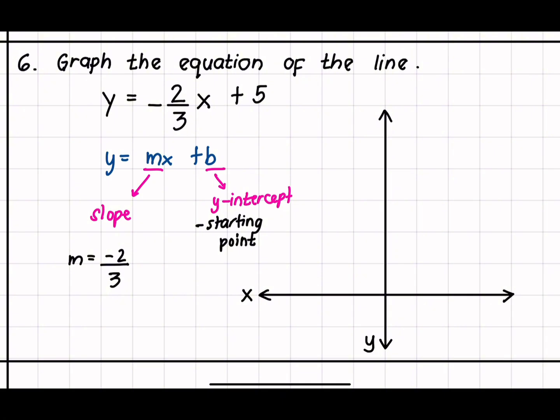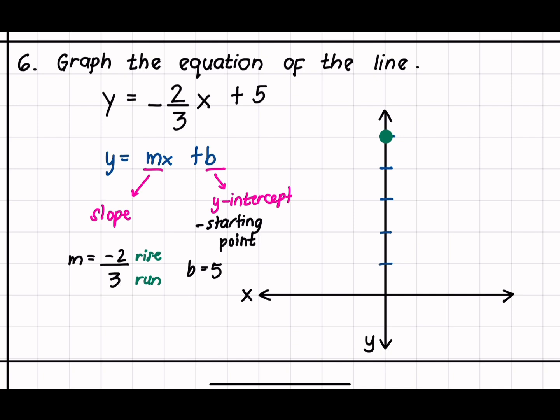Okay, so our starting point is 5, which is (0, 5). It can be found here: 1, 2, 3, 4, 5. This is the point. And our slope is negative 2/3. Negative 2 is our rise and 3 is our run.